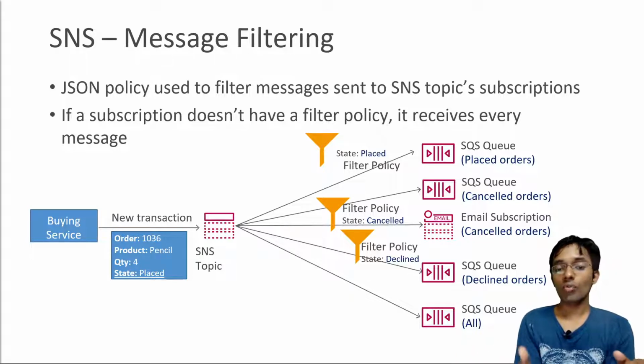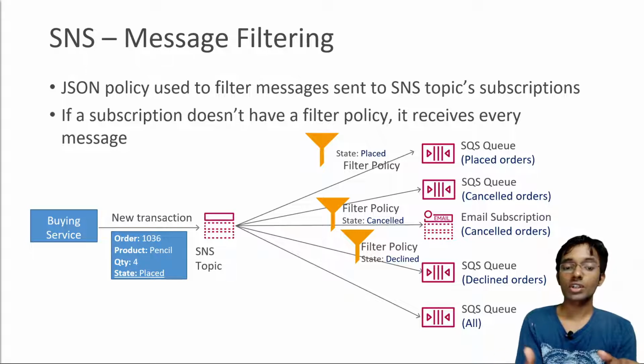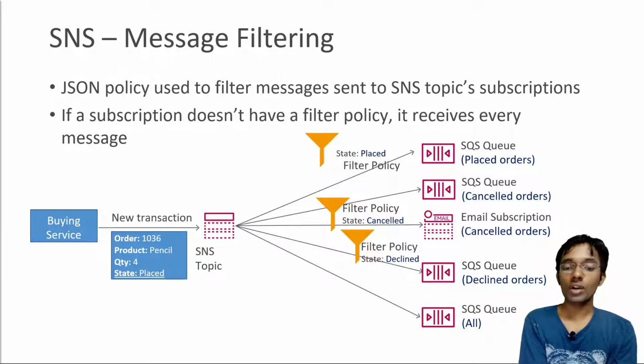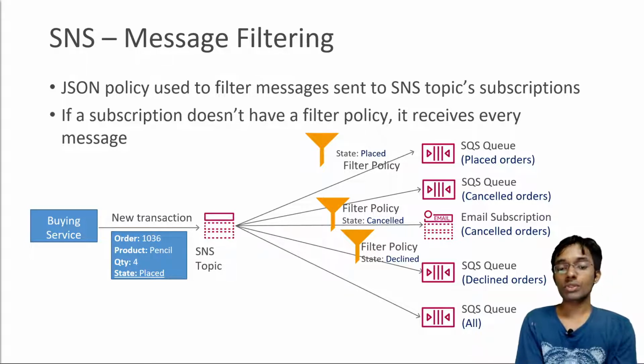But let's take an example of what happens when we set up a message filtering policy. We have a buying service and it sends a transaction into an SNS topic. The transaction looks like this: there's an order number, a product, for example a pencil, the quantity, and the state which is placed. Now we want to create an SQS queue just for the placed orders, not for all the orders. So for this we will subscribe the SQS queue to the SNS topic, and we'll apply a filter policy in JSON, specifying that we want state equals placed, and so only the messages matching the policy will go into the SQS queue.